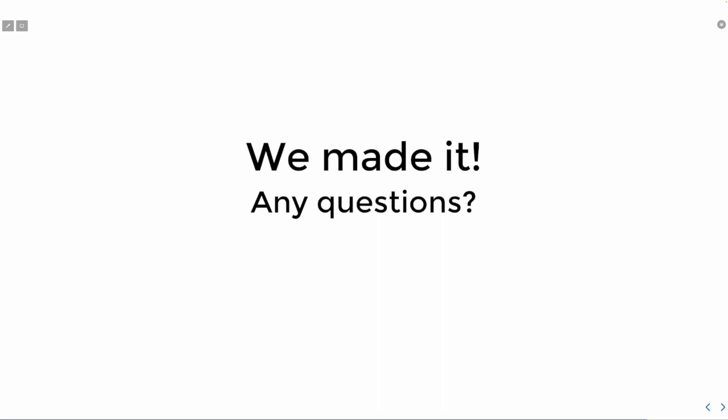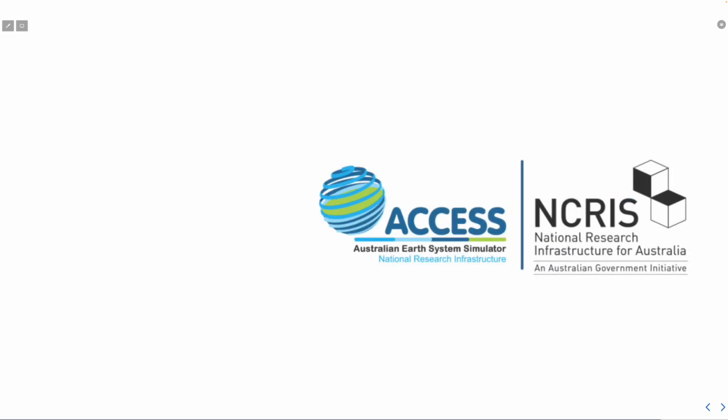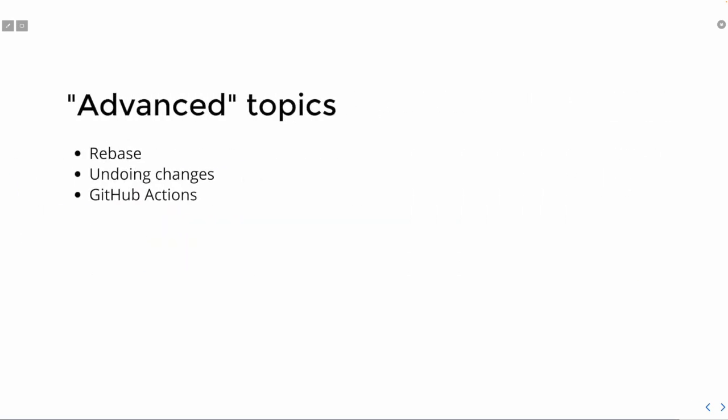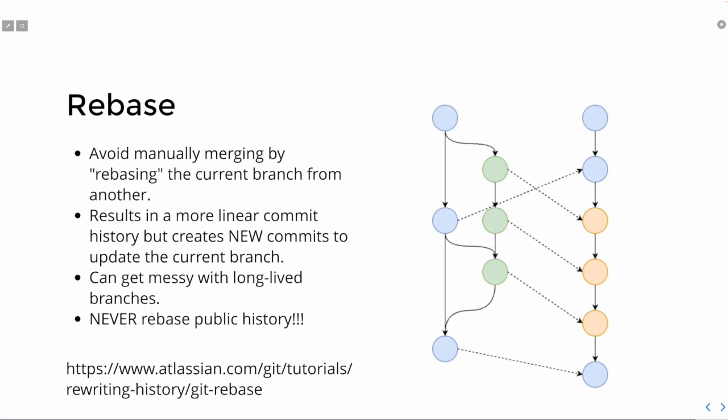Now, I do have a couple of bonus slides here, which I will cover through very quickly. Advanced topics, which you might come across in the wild, include something called a rebase. We may want to talk about undoing changes and what GitHub Actions are. A rebase is one way of avoiding manually merging by rebasing the current branch from another. It does result in a different commit history, and it creates new commits to update the current branch. It can get very messy with long-lived branches, and please never rebase public history.